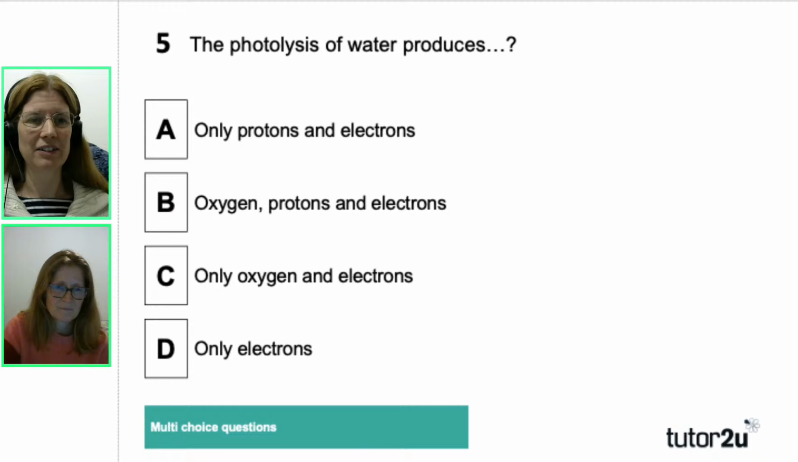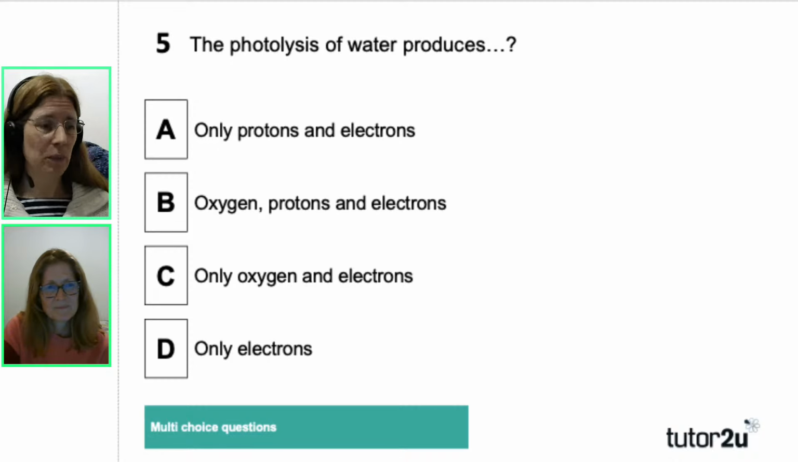Okie doke, let's do the last of the multi-choice questions. So we've got the photolysis of water. Which is the correct combination of those?